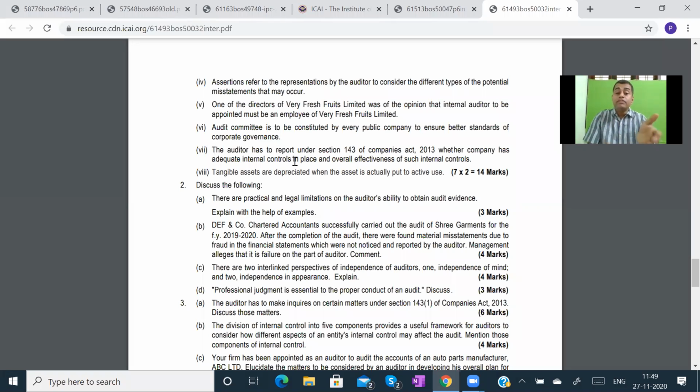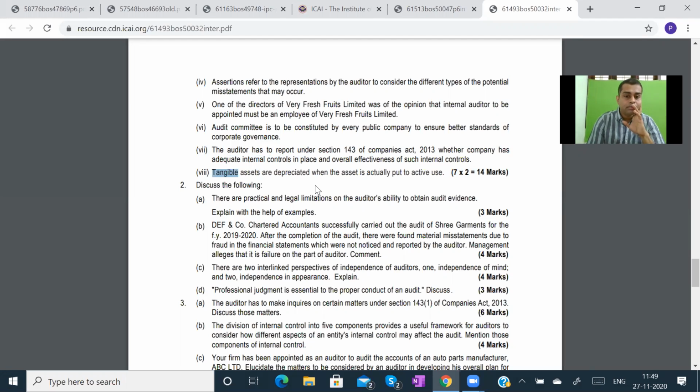Why the hell do I need to verify all internal controls? Internal controls can be quality controls also. Internal control can be whether your washroom is hygienic or not. Internal control can be your security guard. Internal control can be how your office is maintained. Why am I concerned? I am concerned only about the internal financial controls over financial reporting. Internal financial controls over preparation of financial statements. That is what I am concerned about. So this is also incorrect. Ding, ding, ding, ding. Next one, read.